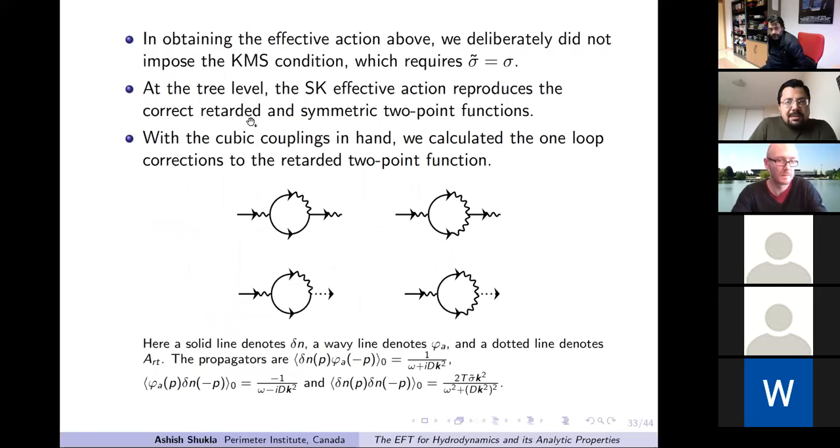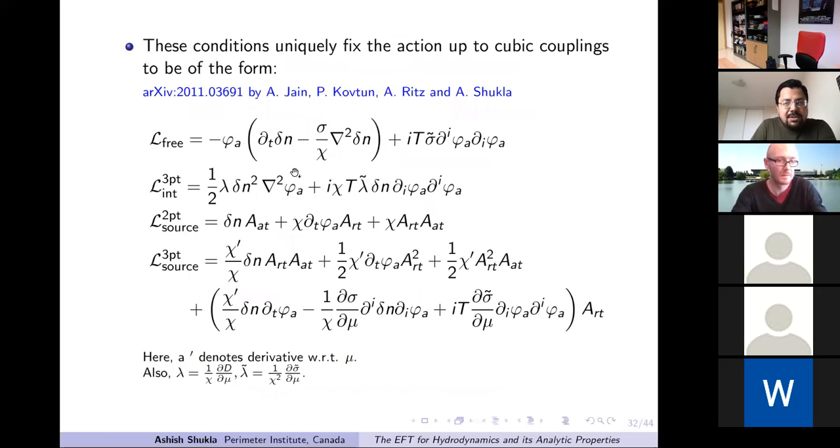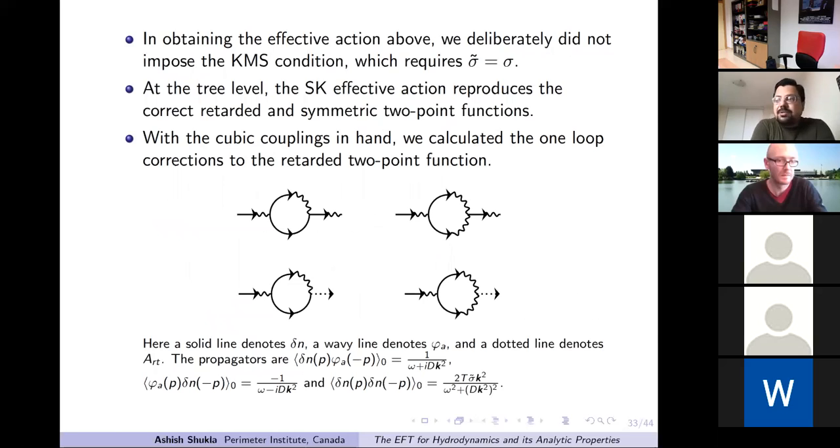But before, let me just mention that at the tree level, the Schwinger-Keldysh effective action reproduces the correct retarded and symmetric 2-point functions. Okay, so if I use the tree level, just the 2-point part of this effective action, then I end up getting the correct 2-point functions, the retarded and the symmetric, for the charge density fluctuations, as in linear response theory or the stochastic approach. With the cubic couplings now put in, we can compute the 1 loop corrections to the retarded 2-point function. So this is what we did.